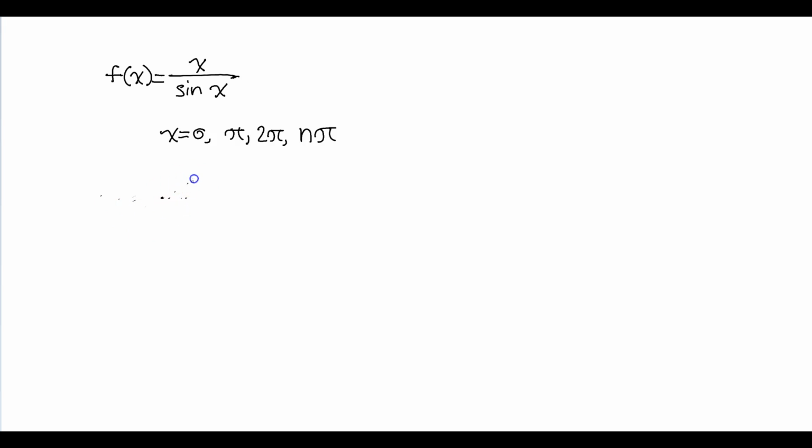So let's find f of pi. Sine of pi is 0. However, x equals pi, so I have pi over 0. This will also be the same for 2 pi, 3 pi, and some integer n times pi. So we'll have vertical asymptotes at x equals pi, 2 pi, 3 pi, and so on. So x equals n times pi, where n is an integer.